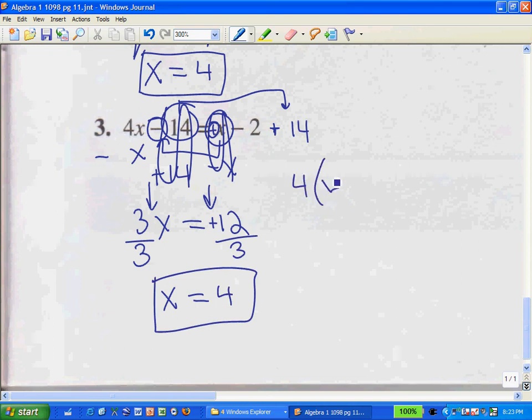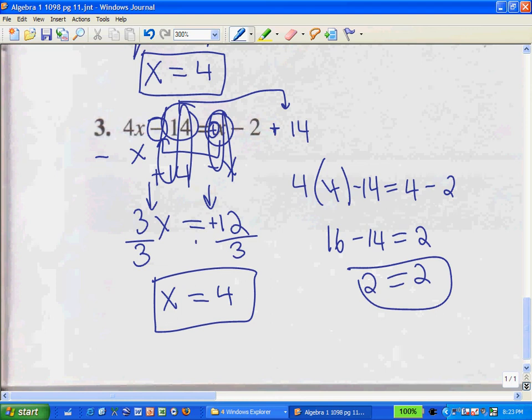4 times 4 minus 14 equals 4 minus 2. Well, 4 times 4 is 16 minus 14, and 4 minus 2 is 2, and 16 minus 14 equals 2. 2 equals 2. That means that our answer here is correct.